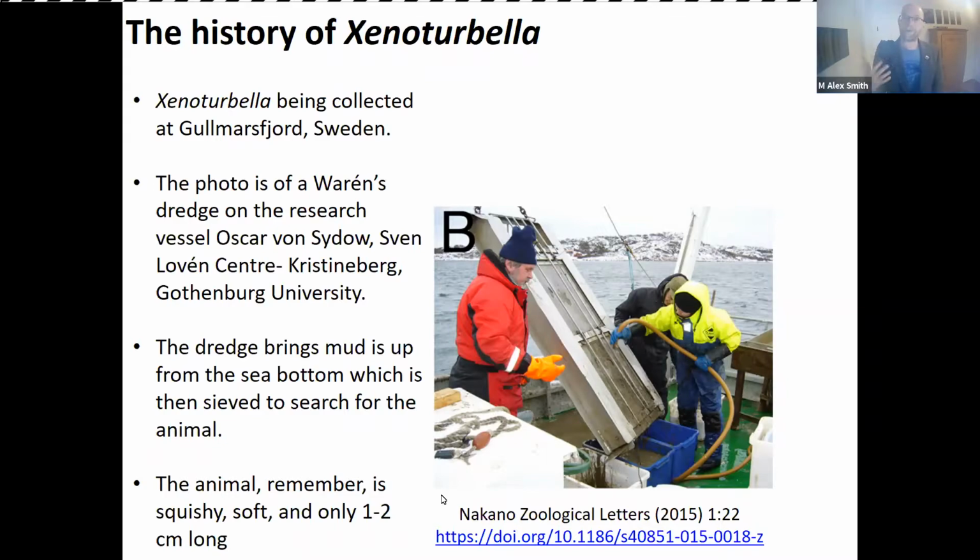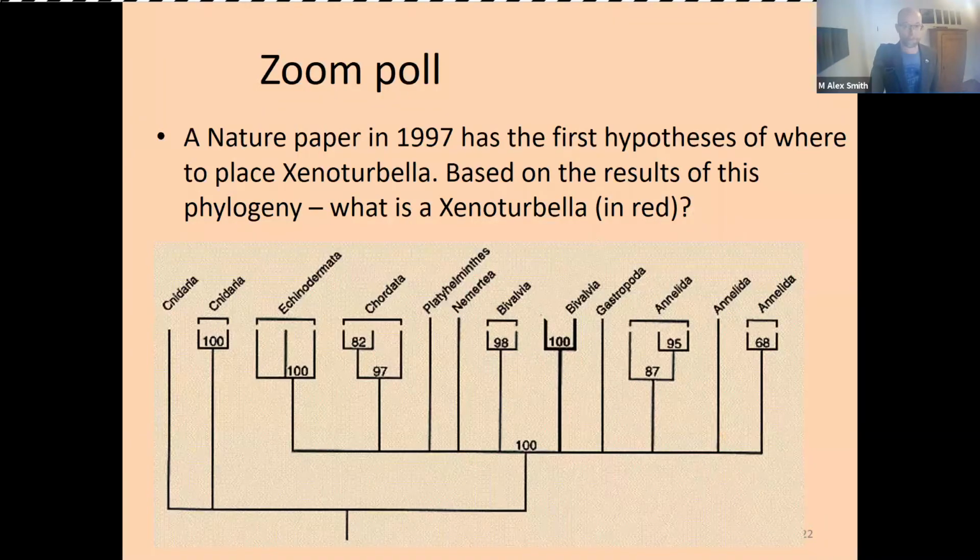And the very first genetic sequences were published from a collection of Xenoturbella, and it was published in Nature. People were excited about this tiny ciliated white worm from the coast of Sweden. And I'm going to ask you in a Zoom poll, based on this phylogeny, so you can see here, this is where the sequence came up.